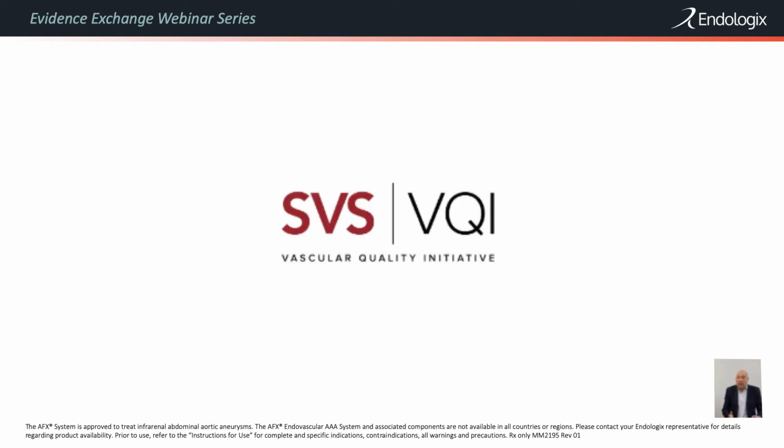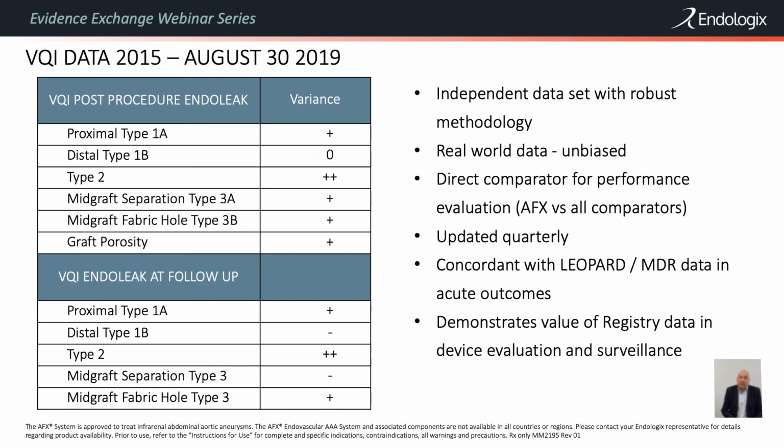Let me talk a little bit about VQI. This has some significant strengths. As you know, it's a very large data set. Its disadvantages, however, are that it doesn't give you mid and long-term follow-up. So VQI is very good for perioperative events. It's very good really out to a year, but after that time, the follow-up tends to drop off.